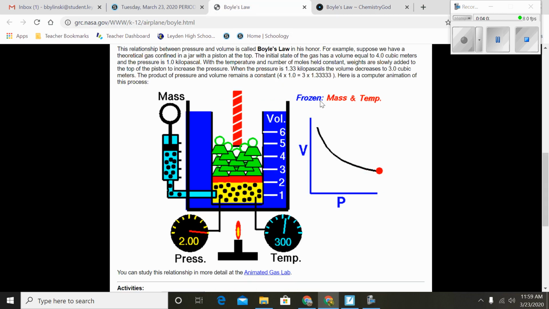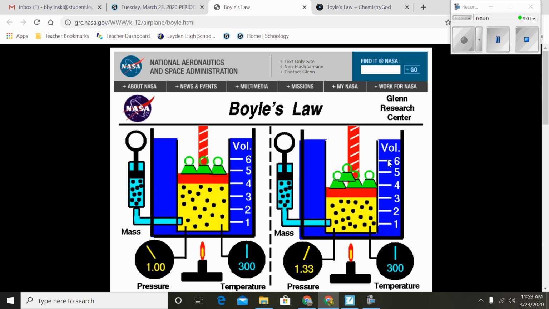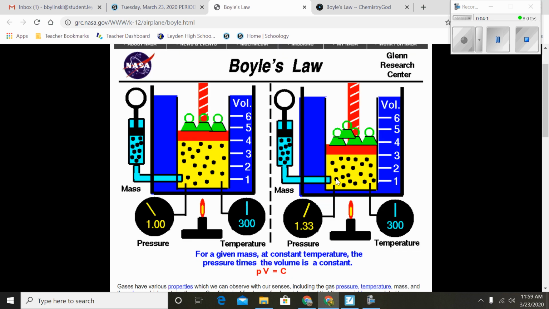Okay, now let me back up to the NASA website. It's kind of the same concept, you just don't have the J tube. So I thought this would be a little bit more visual for you. So we have two different situations, the left side versus the right side, and just watch all the variables, right?